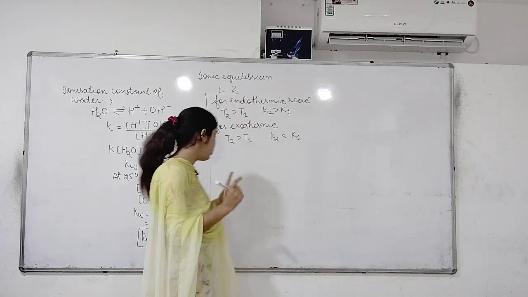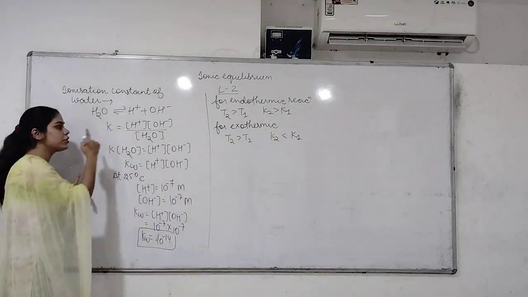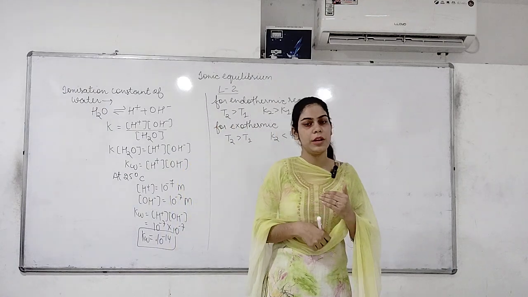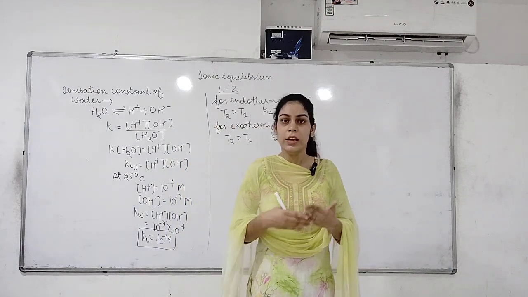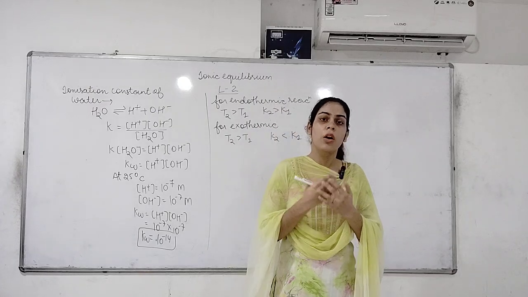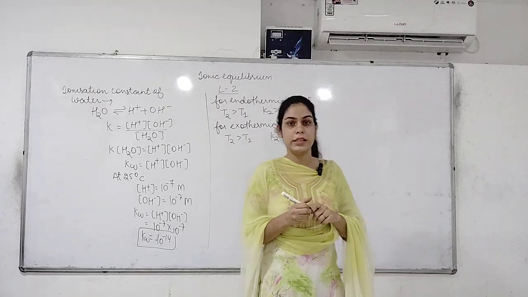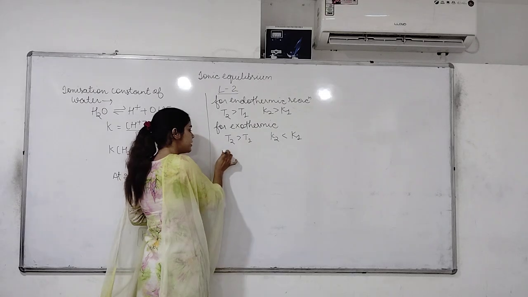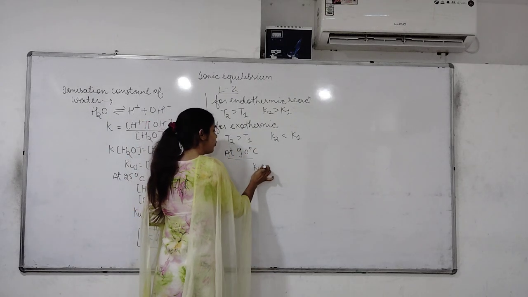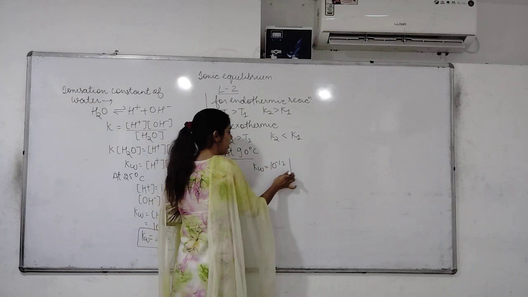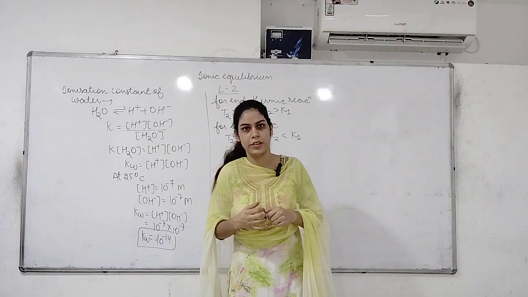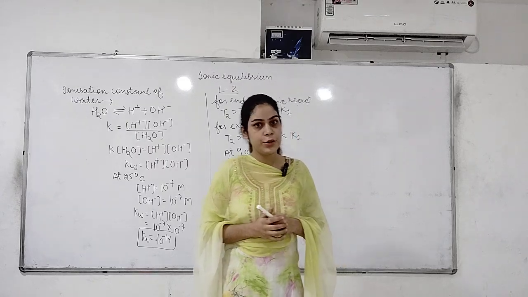So as you all know, dissociation of water is an endothermic reaction. So if you increase the temperature, the value of the equilibrium constant will also increase. Hence, the ionization product of water, the ionization constant of water, also increases with increase in temperature. It is practically measured that at 90 degrees Celsius, Kw for water is 10 raised to power minus 12, which is greater than 10 raised to power minus 14. I hope it is clear to all of you.